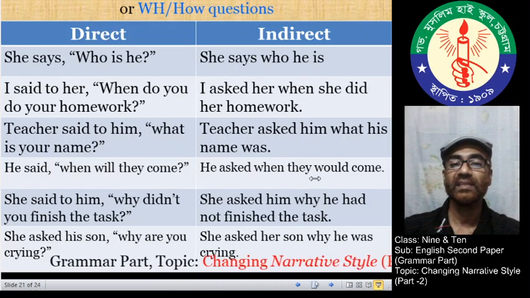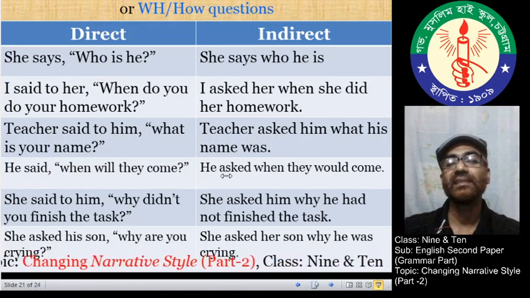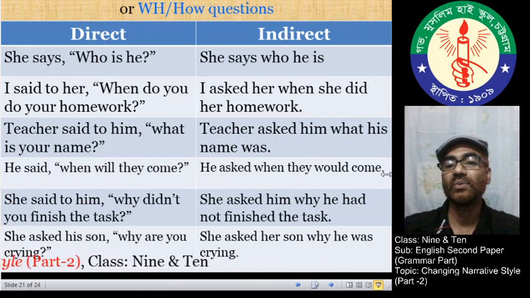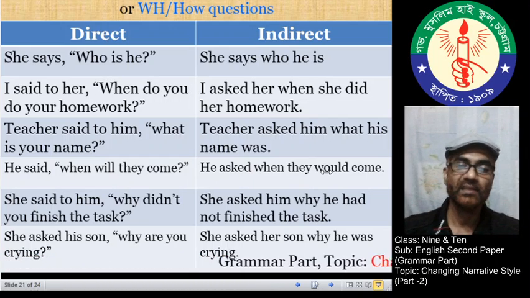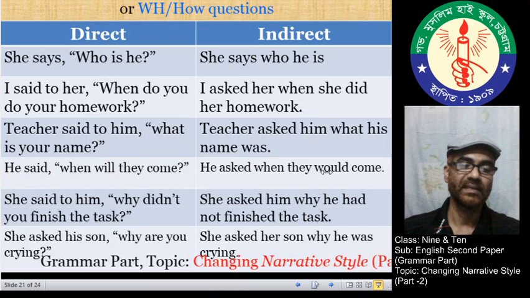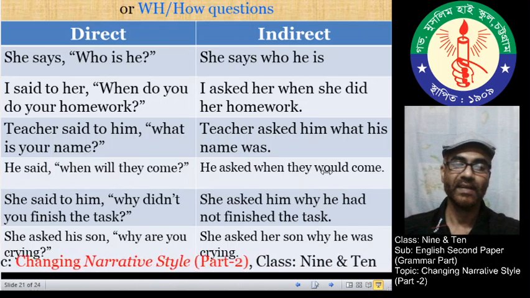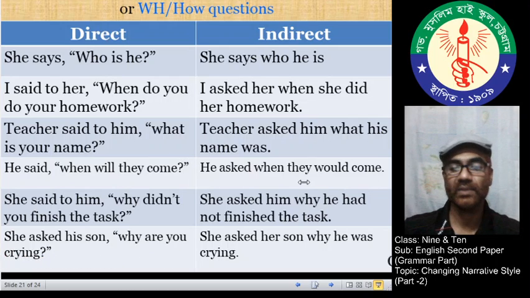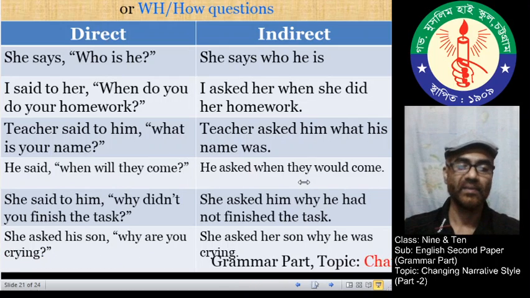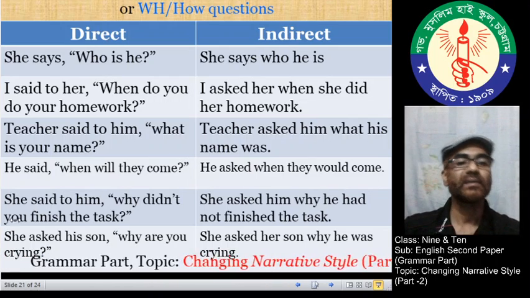He said, when will they come? He asked when they would come. Would is a modal. It has no change, and we practiced it in the previous class, so we don't need to explain it today. So come to the next one.